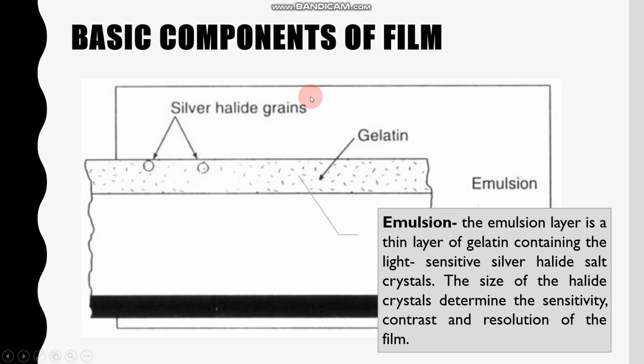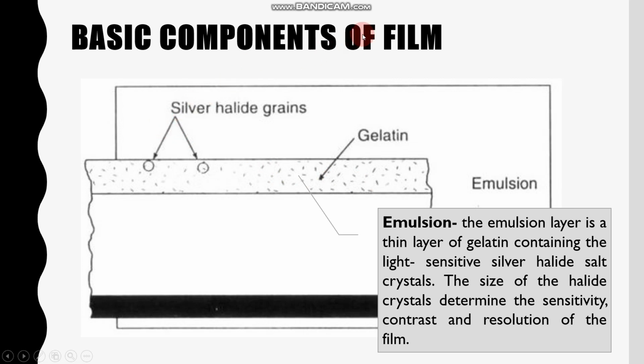Silver halide crystal is light sensitive, and it is responsible for the capturing or recording of the image, wherein the job of gelatin is only to hold those halide crystals. Again, the emulsion layer, in general, turns black when exposed to light, because the silver halide crystals react to light so that you capture an image.